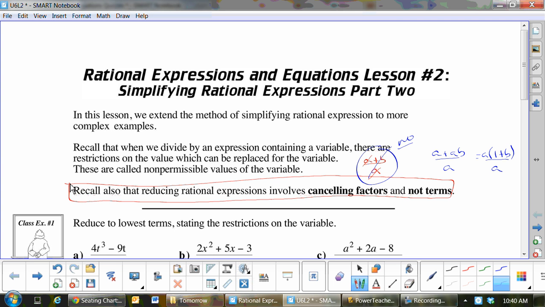Now do you see that A is a factor? Why? Because it's multiplying to the thing beside it. If it's multiplying to the thing beside it, I can cancel. Okay, so this is a yes.